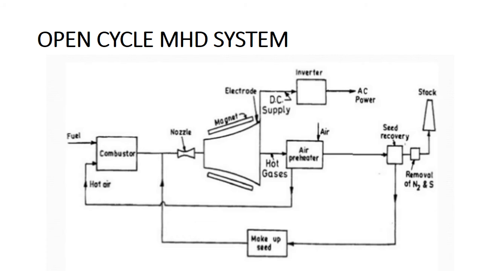So the seed recovery unit removes this alkaline potassium from the gases, and the clean hot gases are expelled to the atmosphere through a stack. Here you can see the stack. From the stack we are expelling the hot gases into the atmosphere.